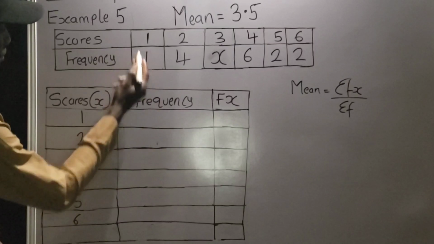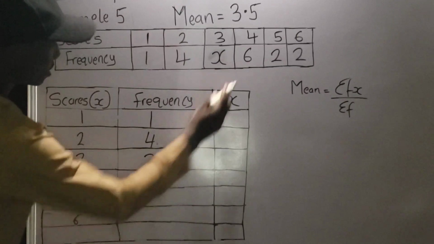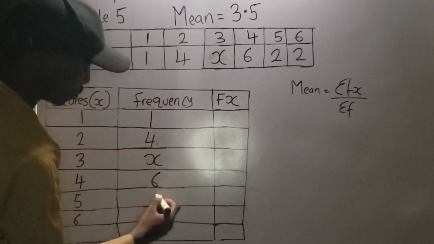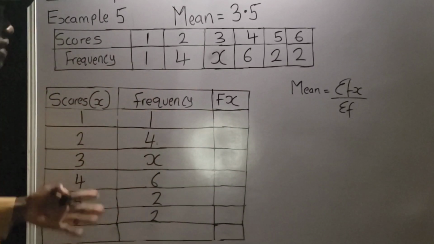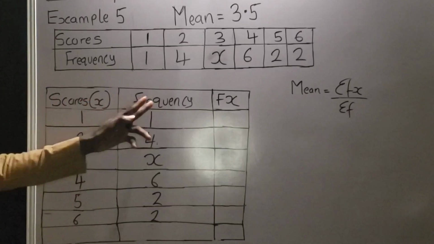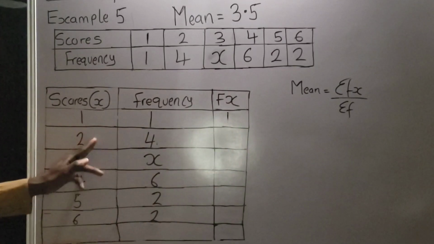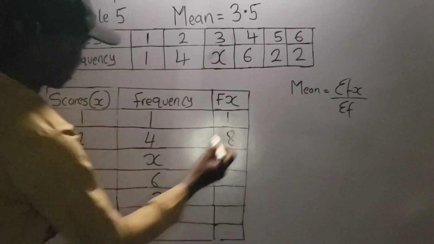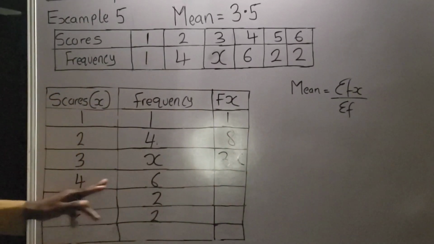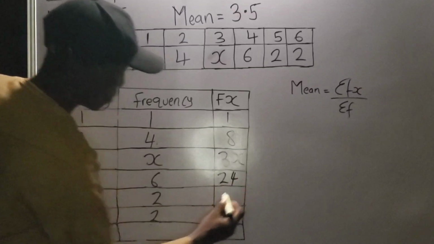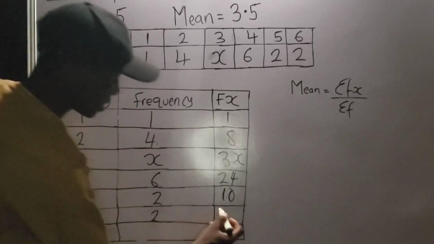So for the frequency of 1, that is 1. For 2, that is 4. For 3, x. Then 6, 2, then 2. Okay, so what is fx? We have to take the product of the scores and the frequency. So for this, I'm going to have 1 multiplied by 1, that is 1. 2 multiplied by 4, that is 8. 3 multiplied by x, that is 3x. Are you following? 4 multiplied by 6, that is 24. 5 multiplied by 2, that is 10. 6 multiplied by 2, that is 12.